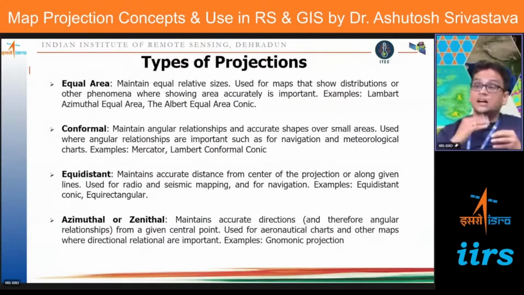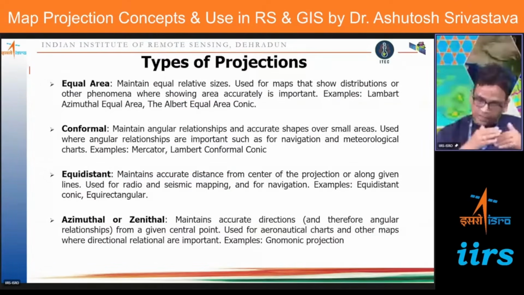Similarly, the conformal projection maintains angular relationships and accurate shapes over small areas. So it will try to preserve accurate shapes, so when you are projecting onto the two-dimensional sheet, the distortion of shape will not be that much. Equidistant maintains accurate distance from the center of projection or along a line, so when you are projecting, that distance will be maintained. Similarly, the azimuthal or zenithal maintains accurate directions basically.